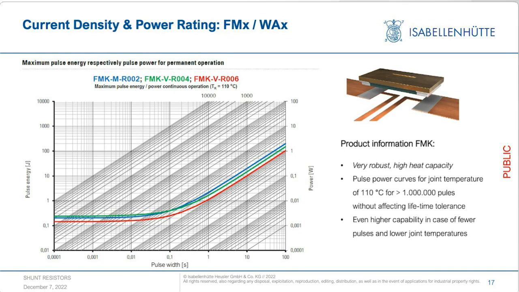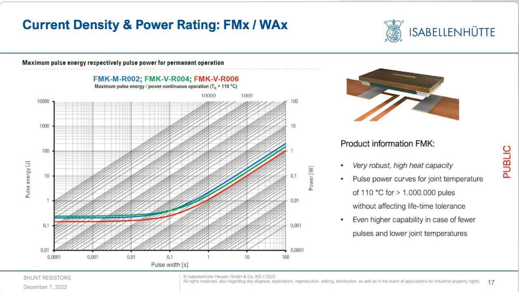At the right side of this graph, you see the continuous operation mode. This is dominated by the thermal conductivity of the device. For the 6 milliohm FMK, we have a continuous operation at 1 watt. For the 4 milliohm part, we have a continuous operation at 1.5 watt. And for the 2 milliohm part, we have a continuous operation for 2 watt.